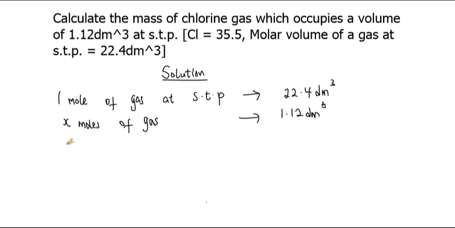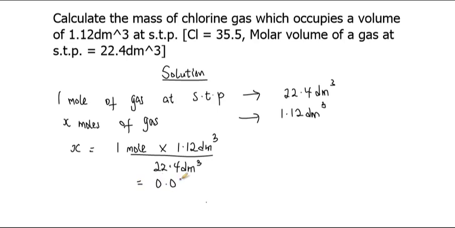So now, to get X, in direct multiplication, since we have our arrow signs, we say X equals 1 mole multiplied by 1.12 dm³ divided by 22.4 dm³, and this is equal to 0.05 in the unit of moles. Now that is to say that the number of moles of chlorine gas is 0.05.